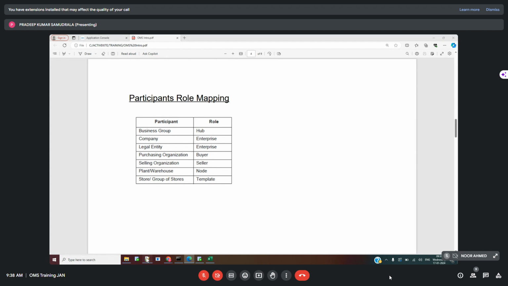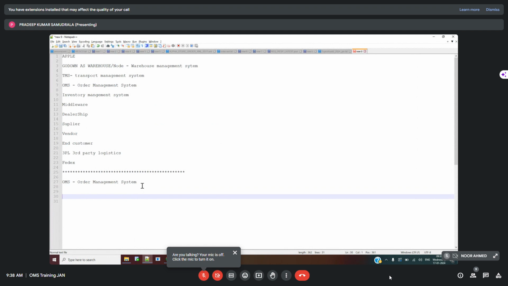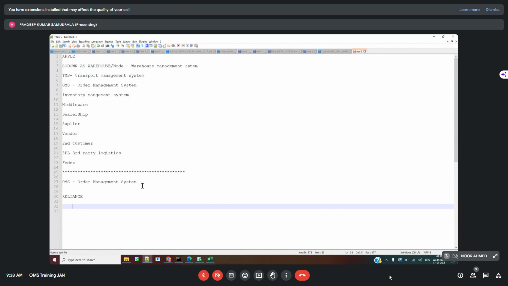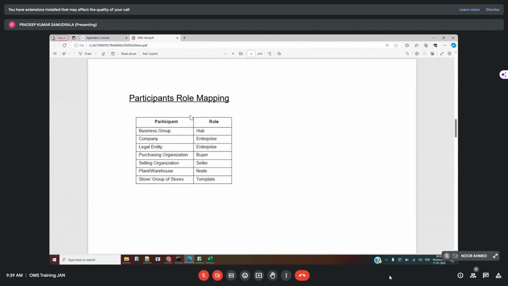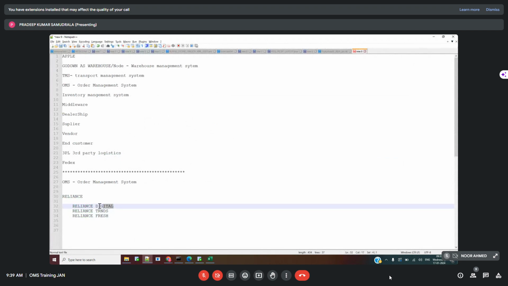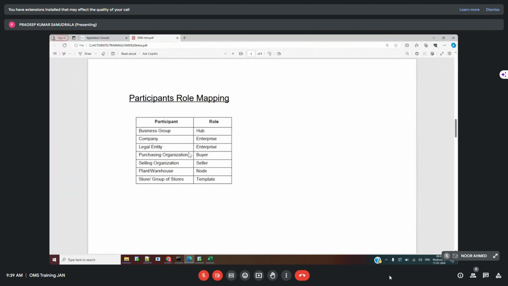So I will just try to note it down. Reliance will be my parent company, and under Reliance we can have multiple organizations or enterprises. I would say Reliance Digital, or Reliance Trends, and so let us take just three examples. So this Reliance is a parent company, which is my hub. Hub is nothing but the parent company, and under that I can have enterprises, which are nothing but the child companies, or different entities within the parent company. So I can say Reliance Digital is one child company or enterprise. When you come to Sterling, we call it an enterprise. In general terms, we call it a company or a legal entity.